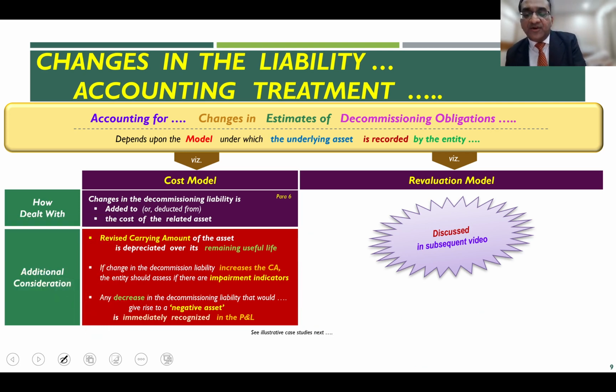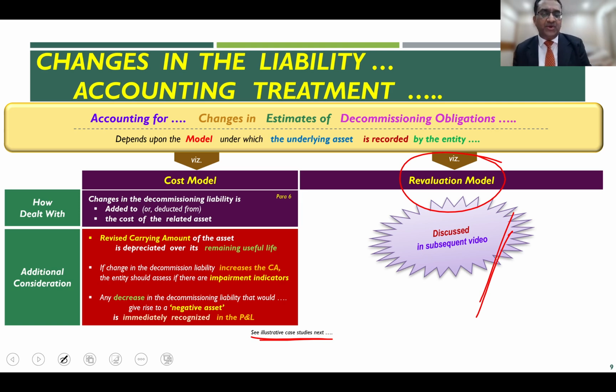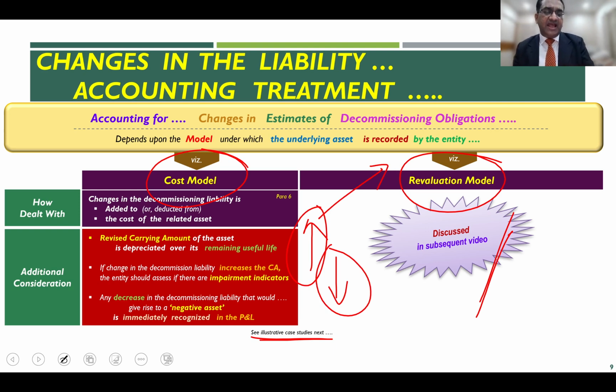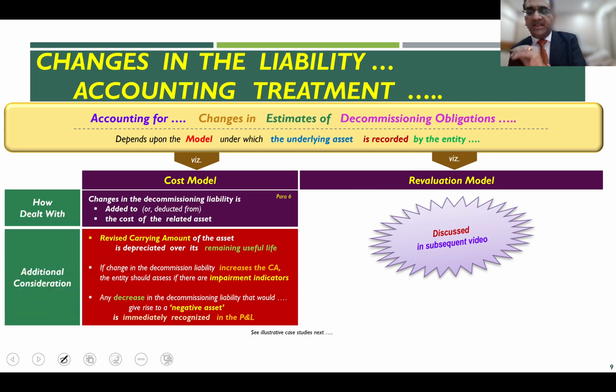I'll explain this further by way of illustrative case studies in the next 2 case studies. How we deal with the revaluation model, we will discuss in a subsequent video in the series. So in this video, we will only deal with cost model and 2 scenarios, when there is an increase in the liability or a decrease in the liability. The first case study will deal with an increase in liability. The second case study will deal with a decrease in the decommissioning liability when the entity is applying cost model.